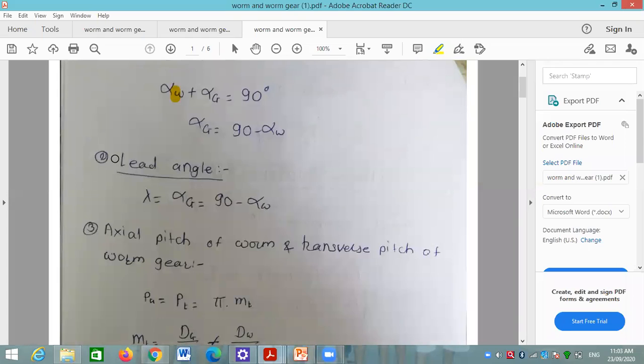The second formula is the lead angle. Lead angle is denoted by lambda, or in some books it is denoted by delta also. So we use lambda here. Lambda is equal to alpha G, the helix angle of a worm gear, which is equal to 90 minus alpha W. This is the second formula.